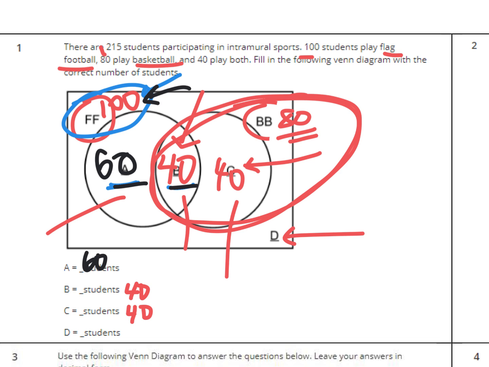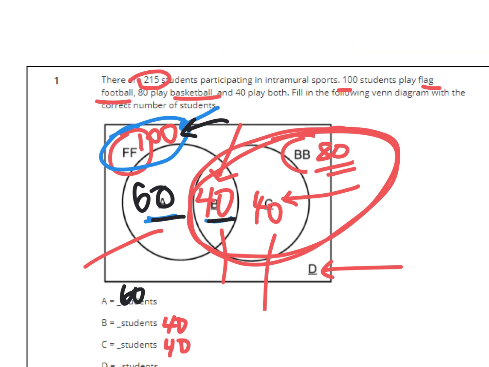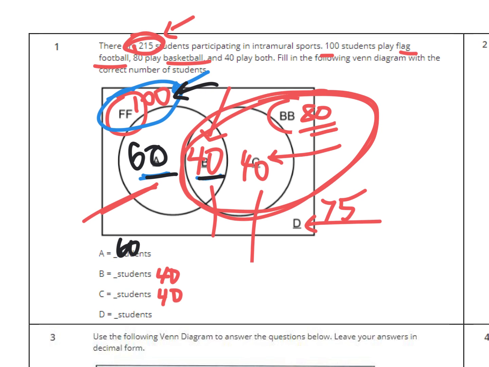But there's 215 total, so you could subtract. If you know there's 140 so far, I can do it in my head. But you'd probably do 215 and then take away the 140 we already have. Anybody doing it in your head? All right, I'll help you. I'll be your calculator. 215 take away 140 is 75. That must be 75.